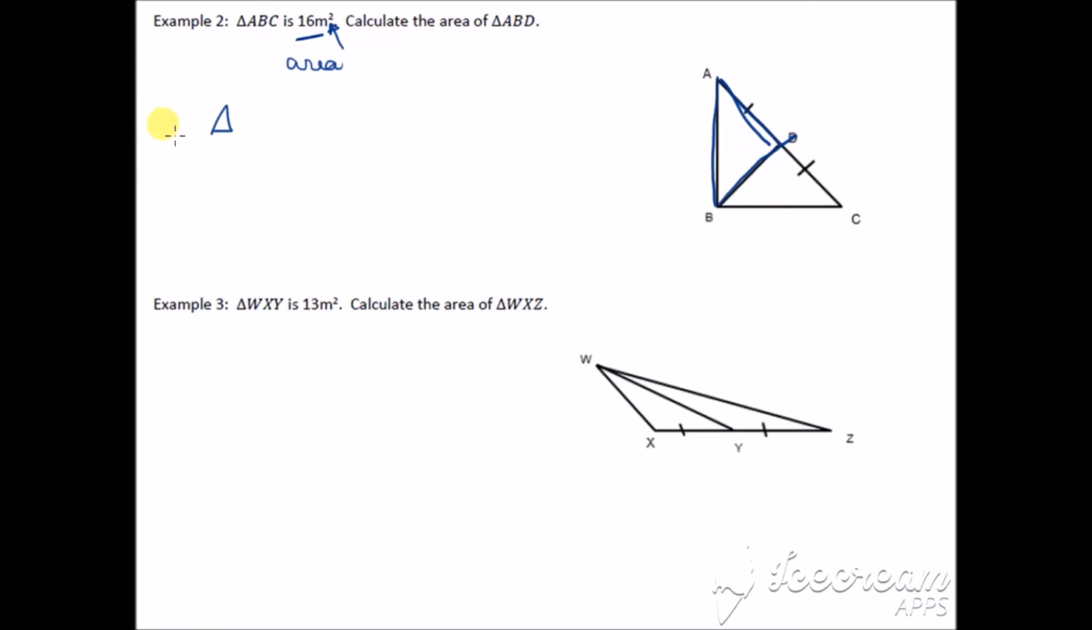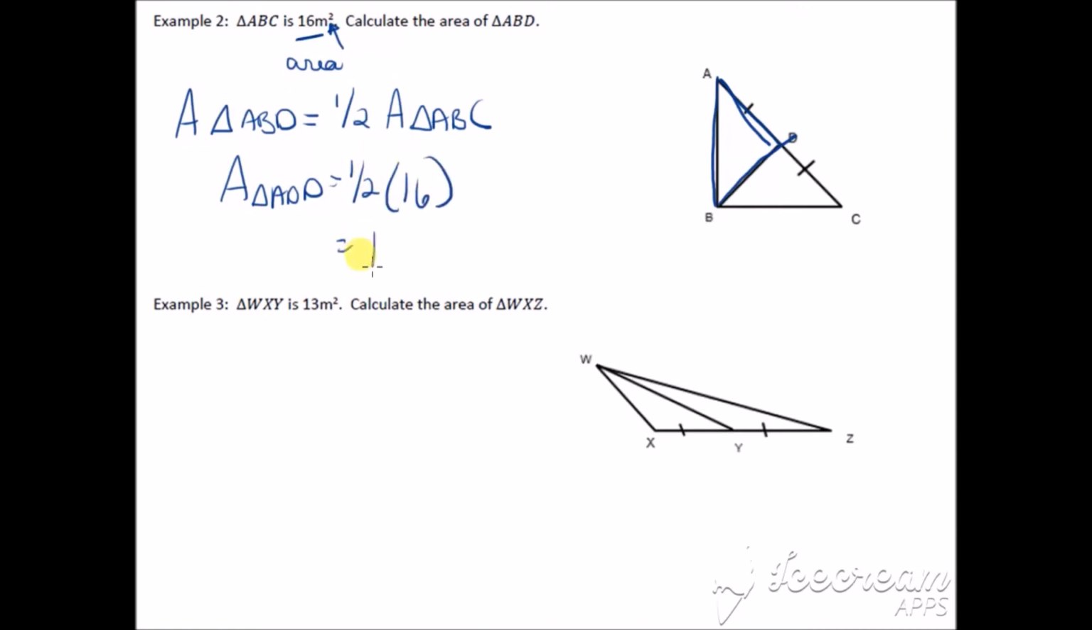So the area of triangle ABD is going to be half the area of triangle ABC. So the area of triangle ABD is going to be half of that 16 meters squared, which is actually 8 meters squared. So in all, this one would be 8 meters squared, this one would be 8 meters squared, and the full thing, ABC, yeah, the full thing would be 16 meters squared.